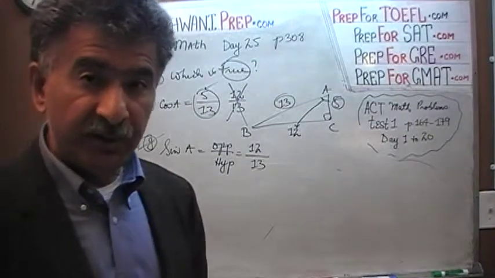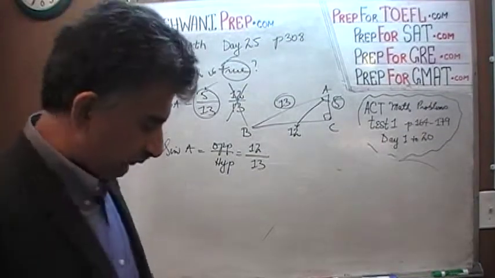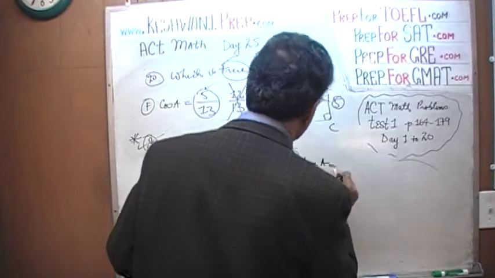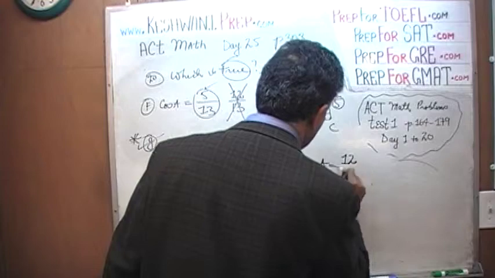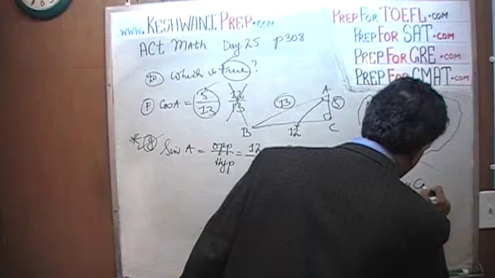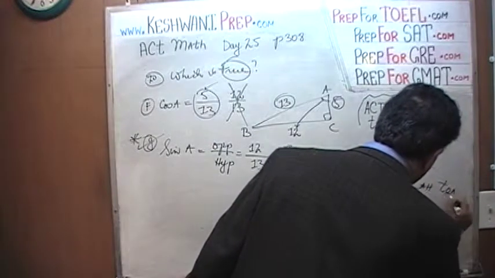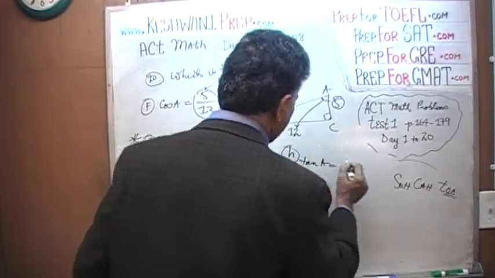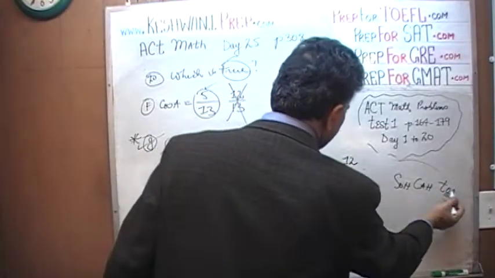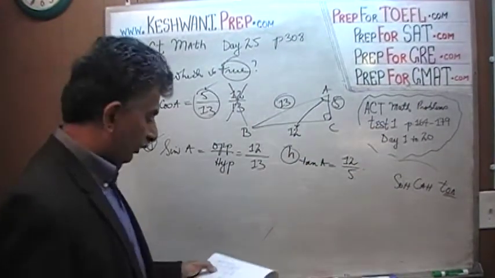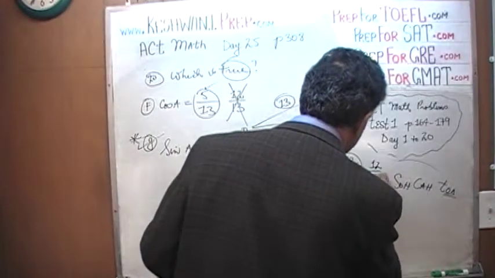Just to satisfy our curiosity, let's make sure that the other three are wrong, okay? H says tangent of A. Tangent is going to be opposite, which is 12, over, remember SOH CAH TOA, opposite over adjacent. Why? I just made a mistake. Oh, it is right. Opposite, right here, 12 over adjacent, which is going to be 5. It's 12 over 5, and they give us 12 over 13, which is wrong.